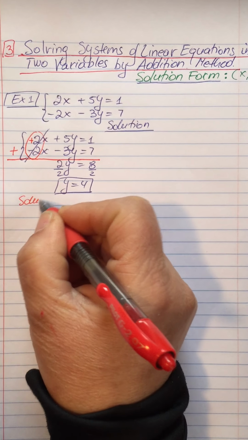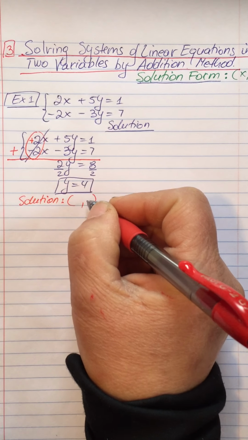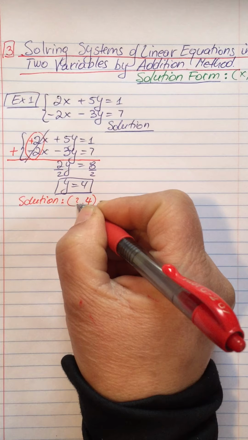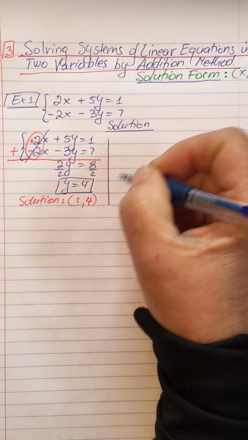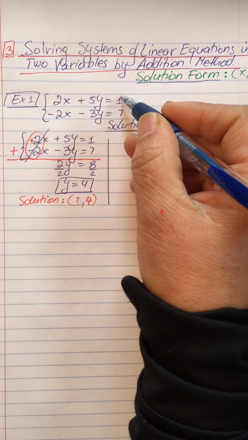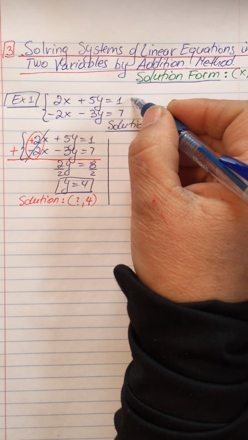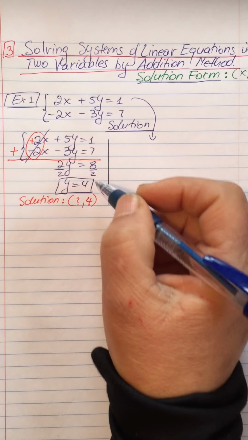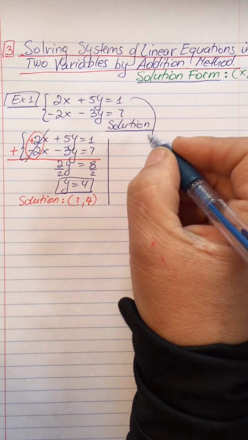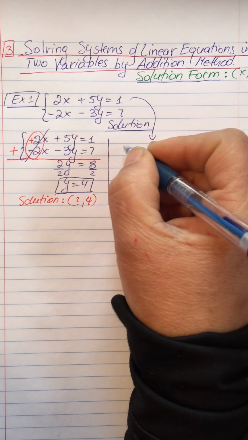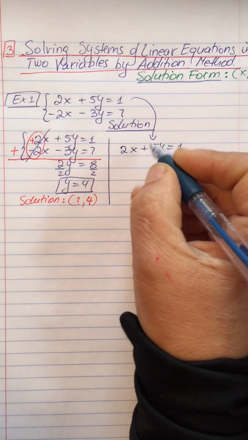So the solution is waiting for its values. y is in the second place. So now I have to find what x is. To do this, I have to choose one of the equations of the original system. Let me choose the first one. You can choose the second, it doesn't matter. Still, we have to find only one value for x. So let's write 2x plus 5y equals 1.